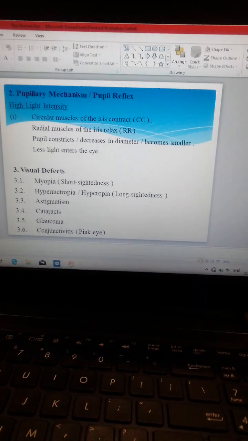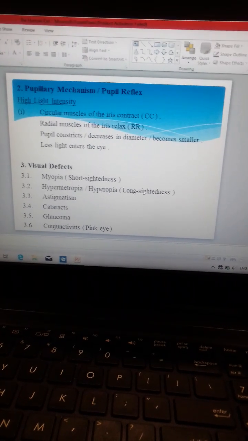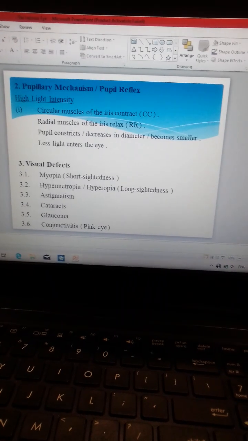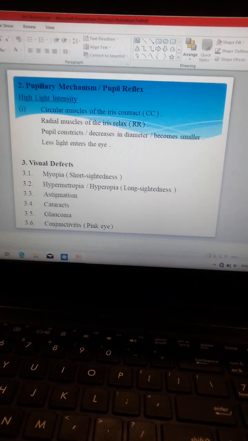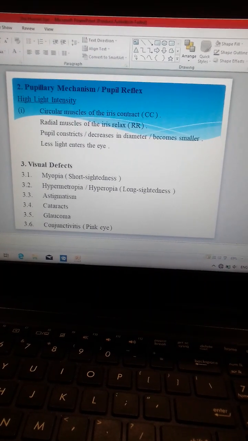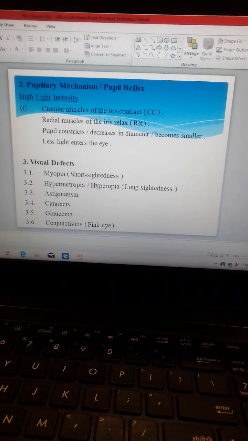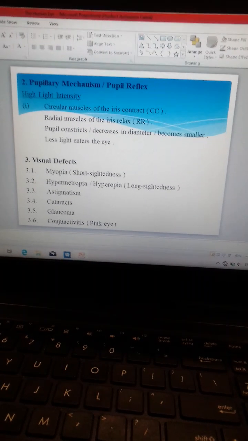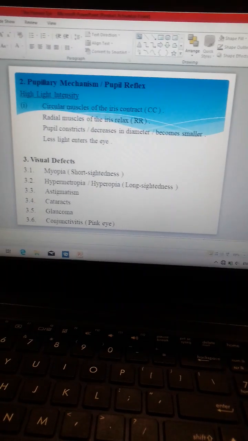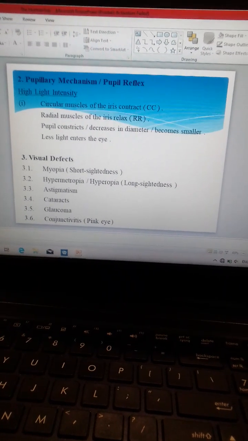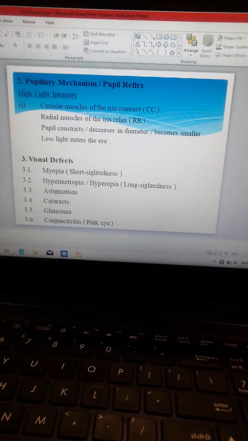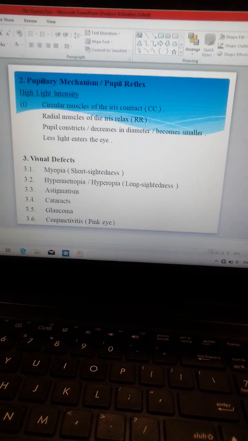The visual defects that you are expected to know in detail are myopia, which is short-sightedness, hypermetropia or hyperopia, which is long-sightedness, astigmatism, where the eyeballs have different focal lengths, cataracts, where you have opacity of the lens due to protein denaturation, glaucoma, where you have increased intraocular pressure, and conjunctivitis, which is pink eye. You're not expected to know a lot about conjunctivitis.